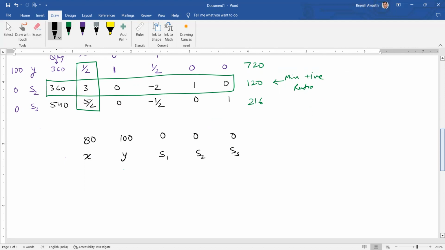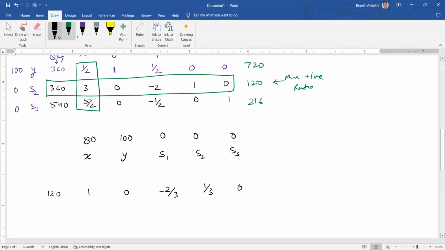So 360 divided by 3 is 120. And 3 divided by 3 is 1. 0 divided by 3 is 0. Minus 2 by 3, and 1 by 3, and 0. What I did was divide the key row by the key number.